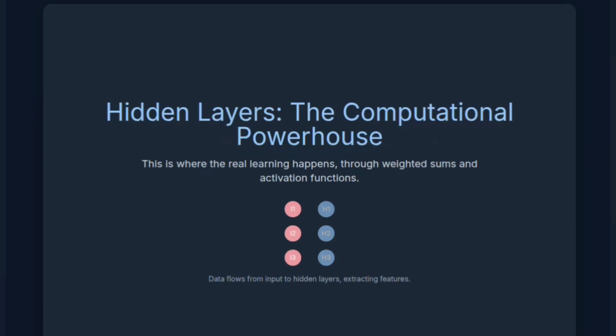Now we reach the heart of neural networks, the hidden layers. This is where the real learning happens. Each hidden layer performs a specific mathematical operation. It takes the weighted sum of inputs, adds a bias term, and then applies an activation function. This might sound complex, but the result is powerful. These layers can extract features and learn incredibly complex patterns. You can have one hidden layer or hundreds. Deep learning networks often have many hidden layers, with each layer learning increasingly sophisticated features.